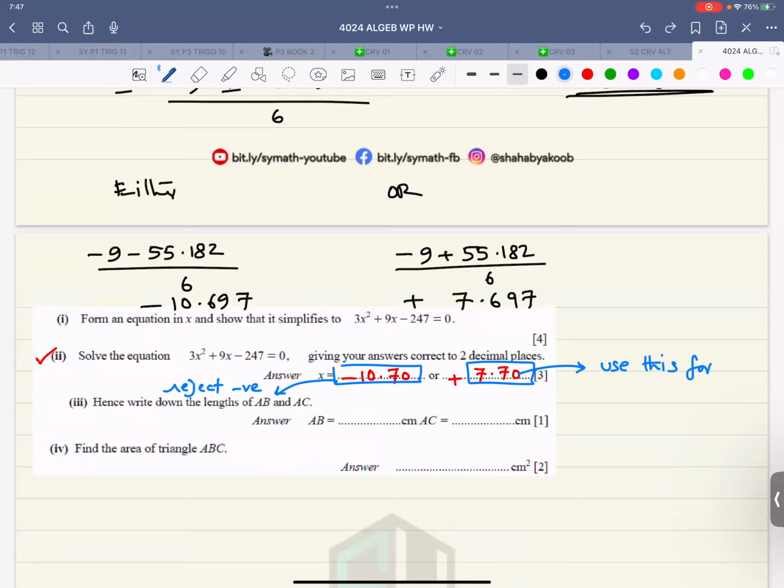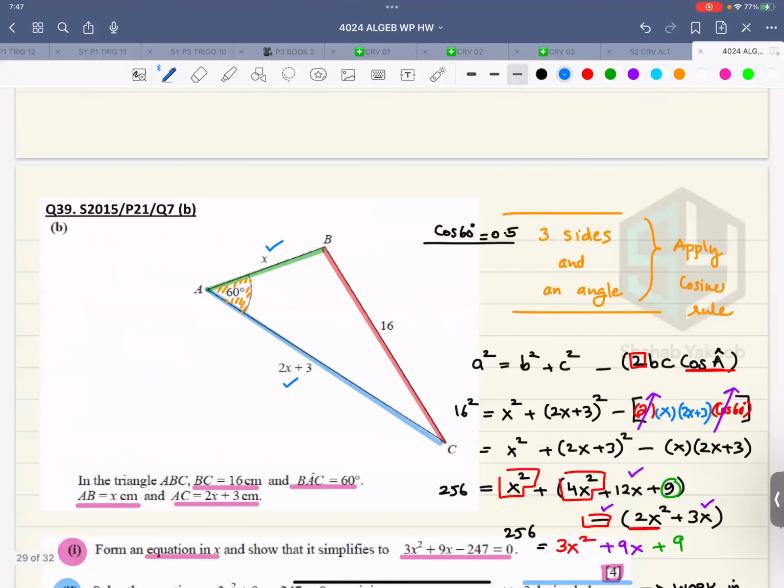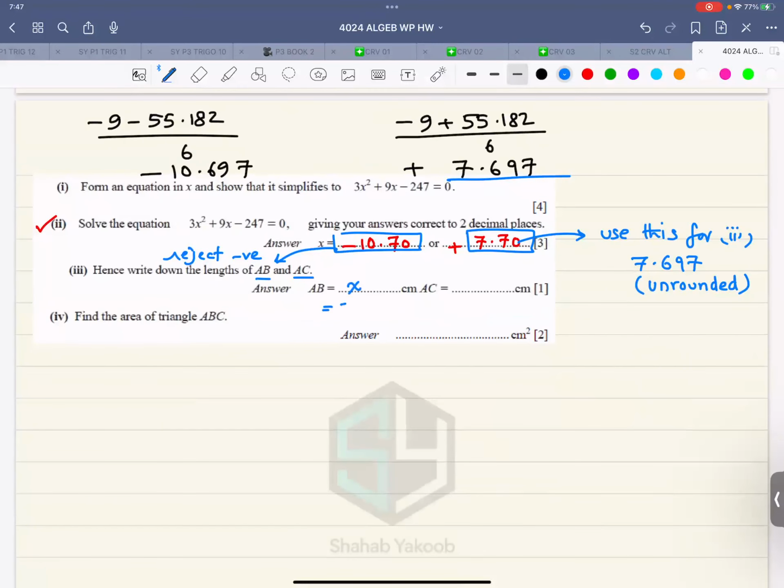Actually, it's this part 3, for part 3. Actually, use the unrounded value, 7.697, the unrounded value. Now, write down the length of AB and AC. What is AB? AB is x, and this is 2x plus 3. So AB is simply x, which is 7.697, which will round off to 7.70. And this is 2x plus 3. That's 2 times 7.697 plus 3.